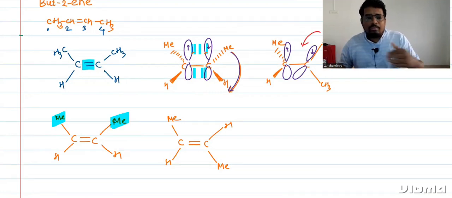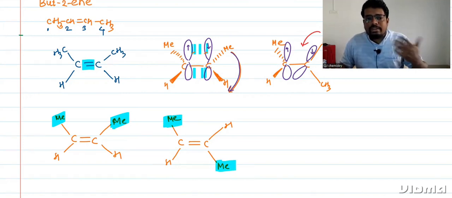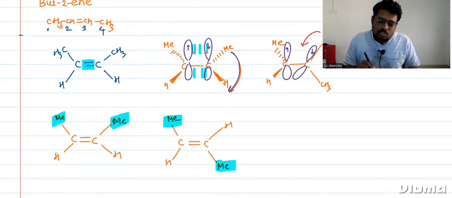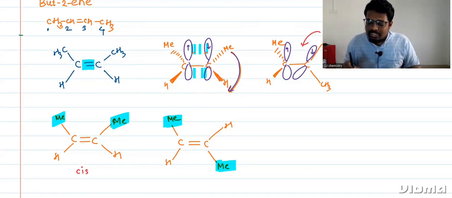But if we take the second compound, in the second compound, the methyl groups are located exactly on opposite sides of a double bond, right? So the first compound is known as what? Cis form, where two groups lie on the same side, and the second compound is known as a trans form, where two methyl groups are located exactly on opposite sides of a double bond. So it is known as trans.